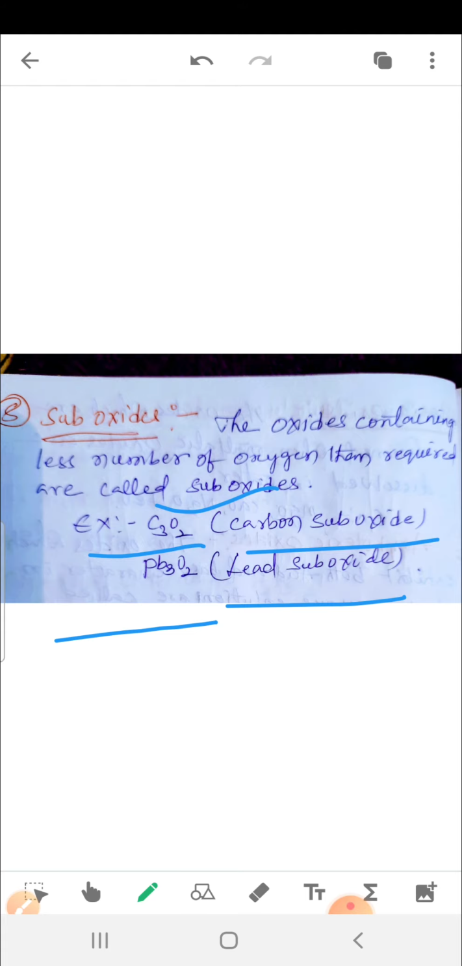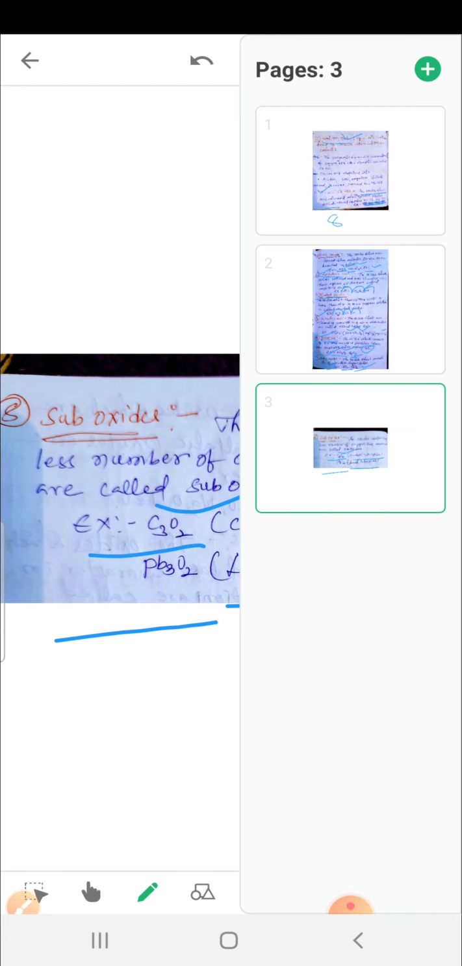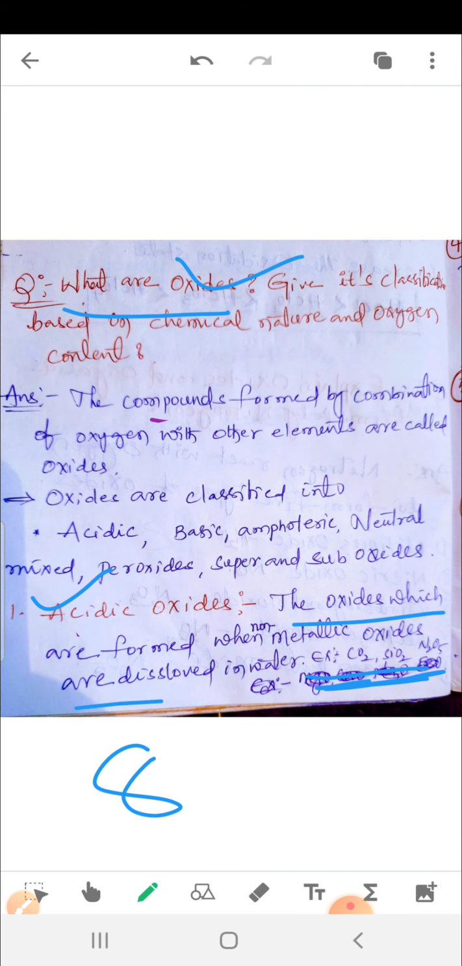Okay, important classification. You just have to observe and write down the question and answer here. What are the oxides? Give its classification based on chemical nature and oxygen content. The definition is also given. How many types? Acidic, basic, amphoteric, neutral, mixed, peroxide, superoxide, suboxides.